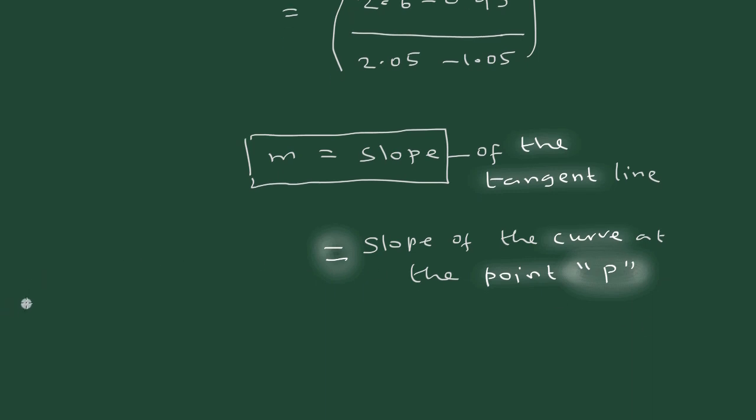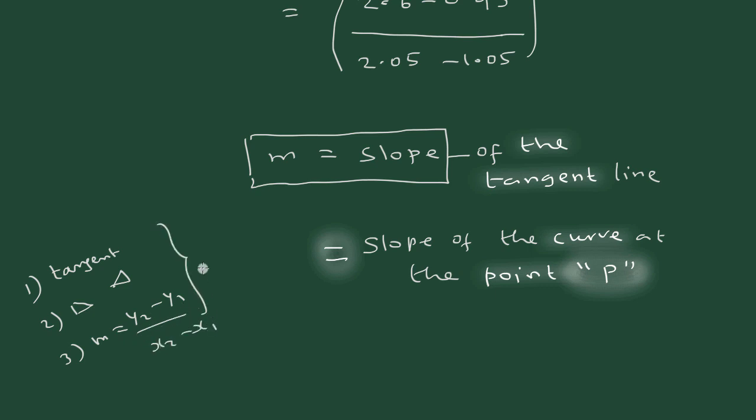There are 3 steps. The first step, draw the tangent. The second step, draw the triangle. You have to draw a triangle like this, or it can be like this. Then find out the slope, which is y2 minus y1 by x2 minus x1. If you do these 3 steps, you can calculate the slope at a particular point. So the validity is only at a point. If 10 points are there on a curve, and you want to find the slope at the 10 points, you have to repeat the procedure 10 times. That is important. This calculation is valid only for 1 point.